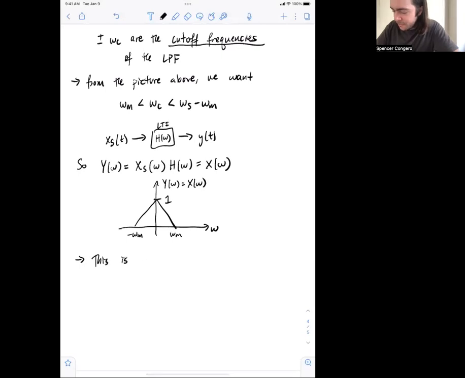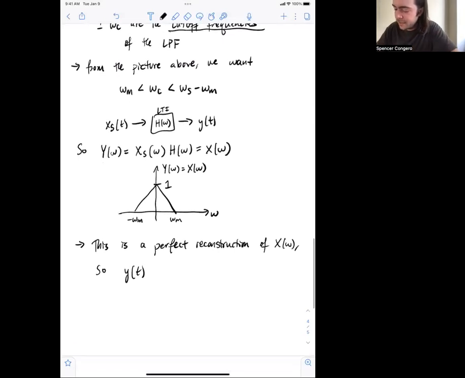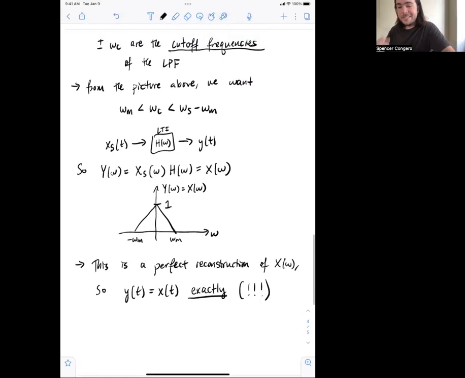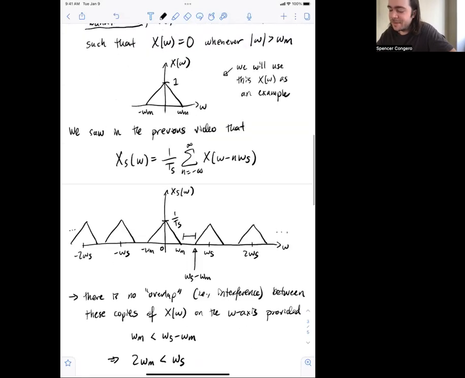Well, this is a perfect reconstruction of X of omega. And so what do we get from this? Just taking inverse Fourier transforms, the output y of t, after putting our sampled signal through this LTI system, actually equals our original signal, x of t, exactly. Triple exclamation point. Okay, this is insane. This is really crazy and very interesting and cool that this is possible.